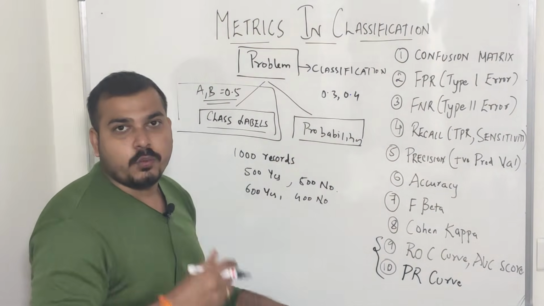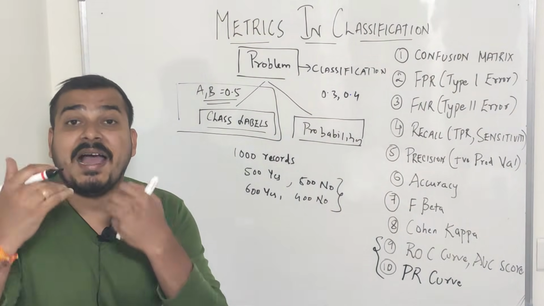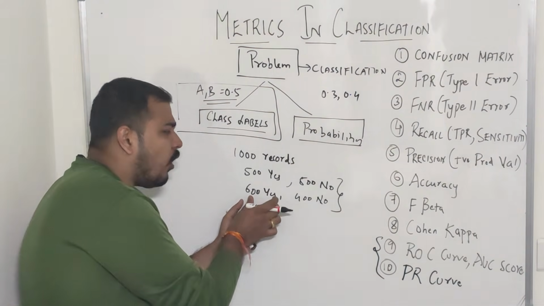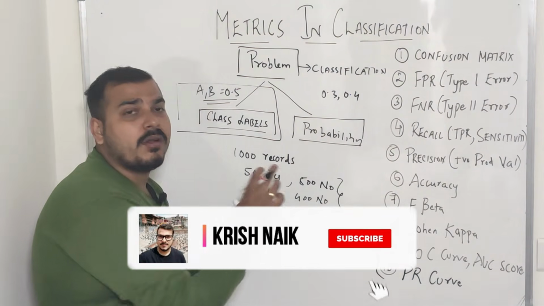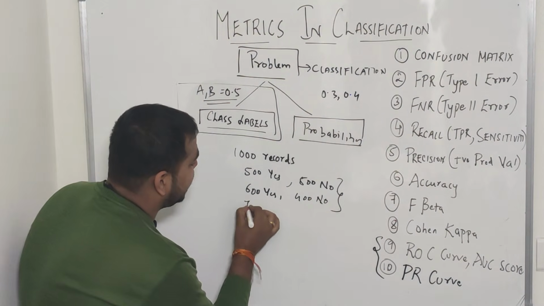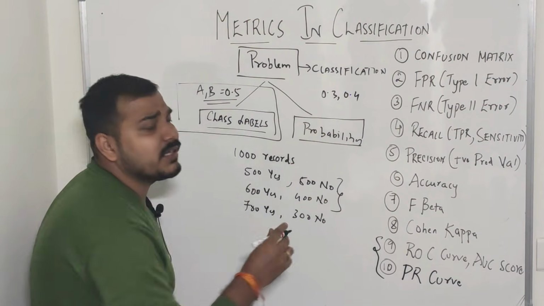Now in this case, what I can suggest is that this looks like a balanced data set. Balanced data set basically means that you have almost the same number of yes and the same number of no. So both the output labels are almost the same. Similarly, if you take 700 yes and 300 no, this is also fine. This looks like a balanced data set.